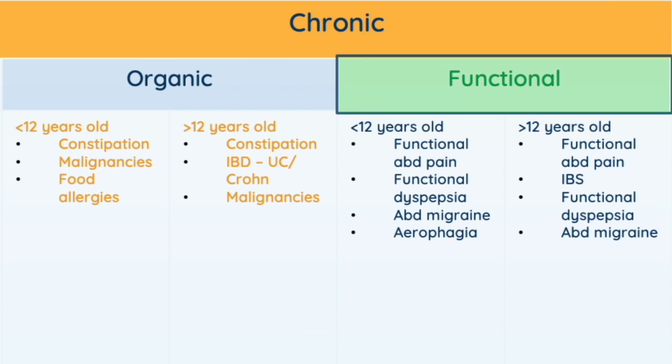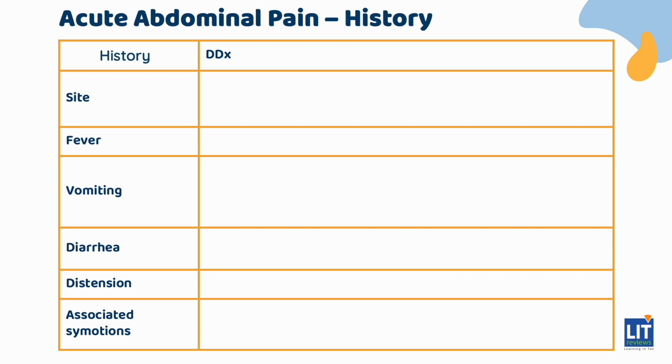Following that, the functional causes of abdominal pain are possible diagnoses. These include irritable bowel syndrome, functional dyspepsia, abdominal migraine, and aerophagia. When taking a history of abdominal pain, ask about the location of the pain. Right iliac fossa pain is a red flag for appendicitis, but can also occur in intussusception.